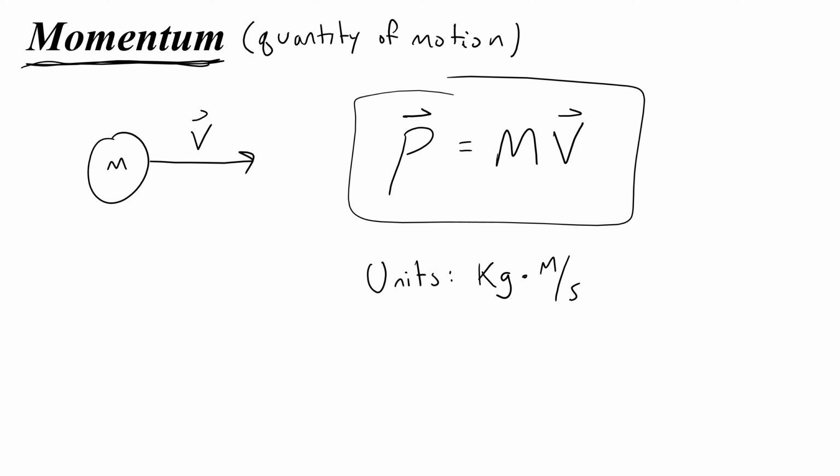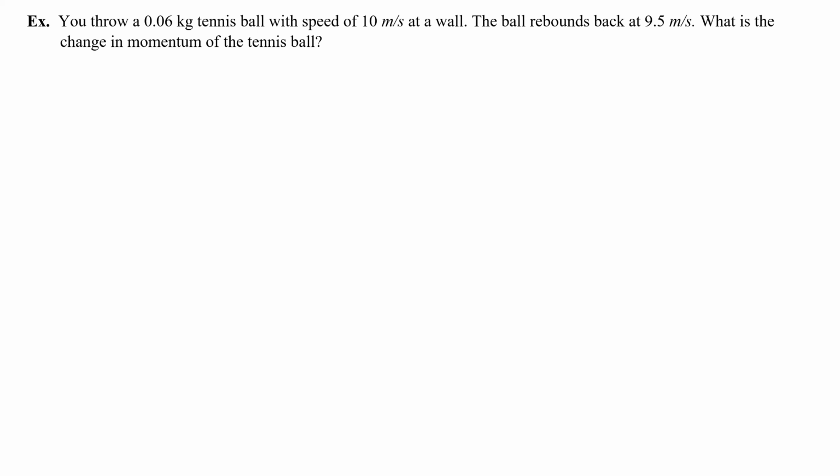Let's do an example. You throw a 0.06 kilogram tennis ball with a speed of 10 meters per second at a wall. The wall rebounds it back at 9.5 meters per second. What is the change in momentum of the tennis ball? Okay, well, let's do a before and after situation here.